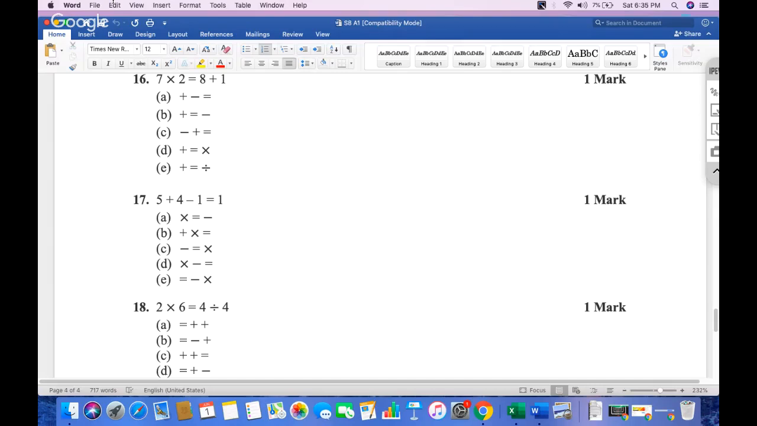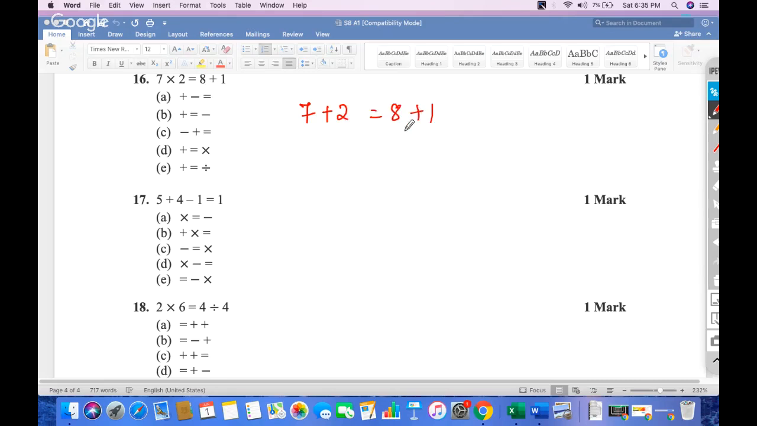Okay, a lot of people have started giving answers. Let me solve. So question number 16, I know 7 plus 2 is equal to 8 plus 1. Do I have something like plus equal to plus? I don't have anything like this, so I'll have to search for something else. So 7 plus 2 minus 8 is equal to 1. So 16A is the answer. There is no doubt about it.